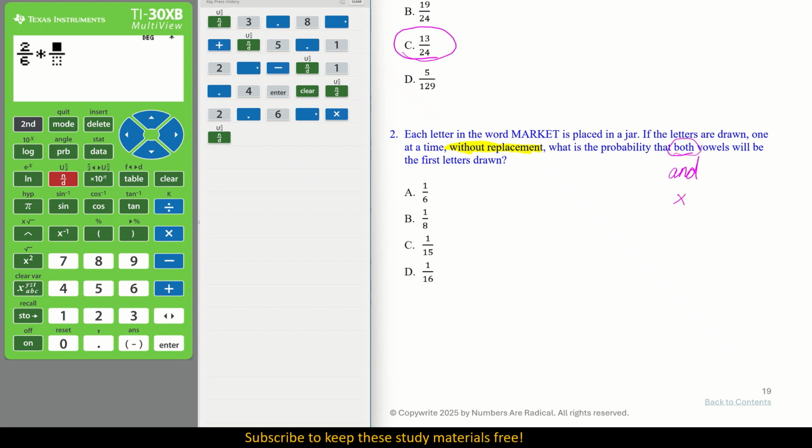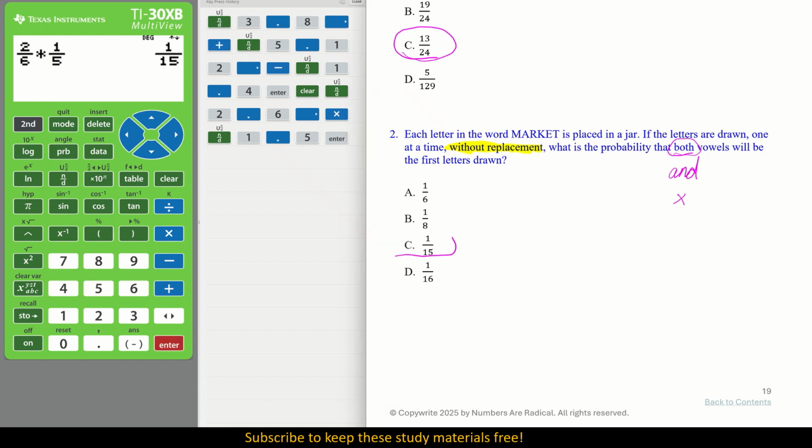Okay. So we've already drawn a vowel and we put it off to the side. How many vowels do we have left? We only have one left. And how many total letters do we have? We only have 5 now. Okay, so let's push enter, and that's 1/15, which again is option C.